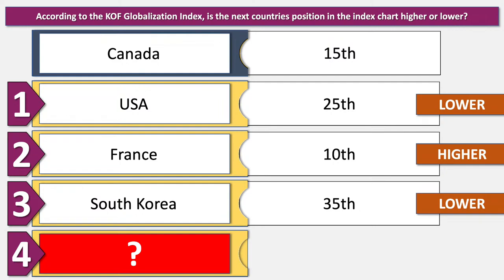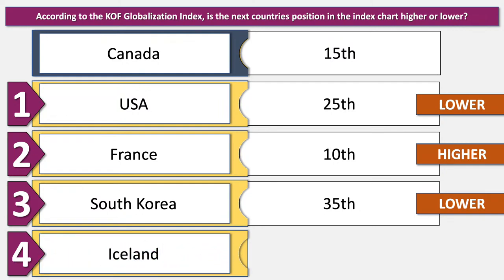Okay, and finally. Oh, golly. That's a tricky one. Might need some help from the students here. What do you reckon? I can't see many container ships going to Iceland. I think Iceland is not a country that trips off the tongue when you think about the concept of globalization, openness, multinationals, container. I think it's going to be lower than even USA or South Korea, I'd say.